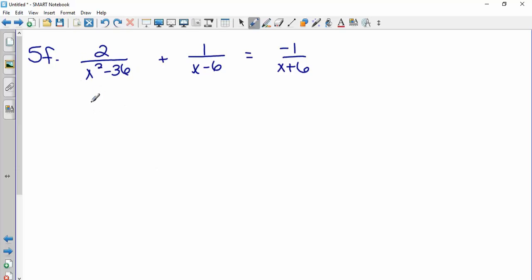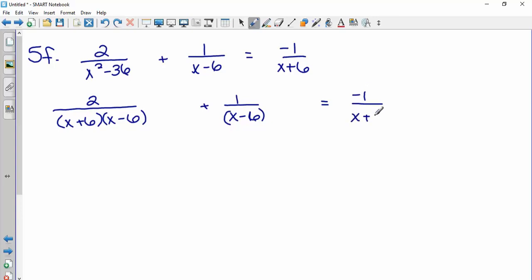Let's factor, yeah, let's rewrite x squared minus 36 so we don't have to multiply by too much. So we can change that to x plus 6, x minus 6. We usually took a minute and wrote down what x could not equal just for checking our answer at the end. So what can x not be on this one?